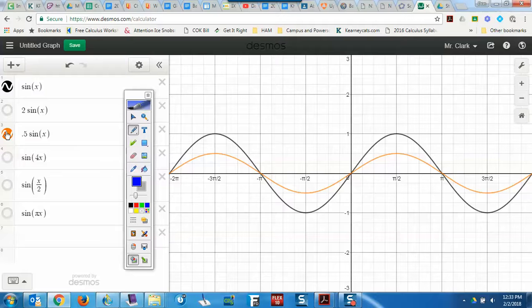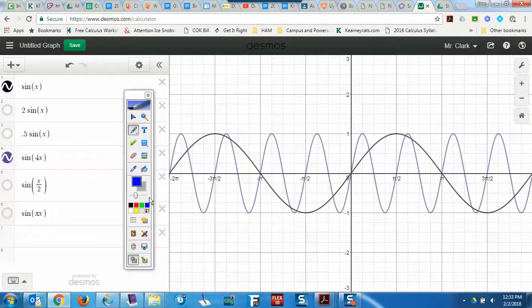All right, and then we also talked about horizontal. Now, this is going to have a special name. We're going to talk about this here in a minute when this happens. So there's the purple graph, compressed. Remember, a 4 is going to be the opposite. Since it's on the inside, it's the opposite. It doesn't stretch by 4, it compresses by 4.